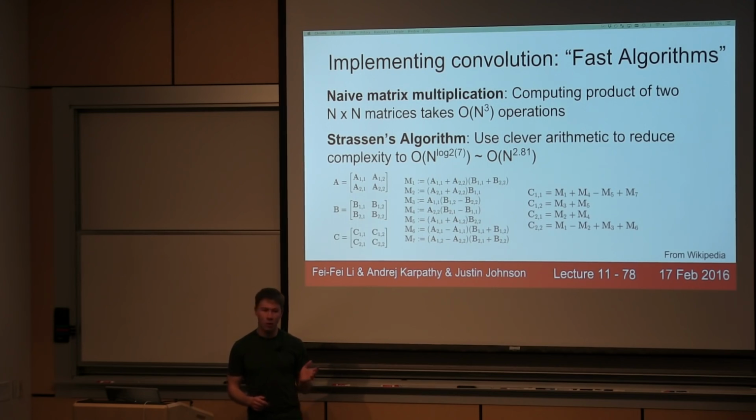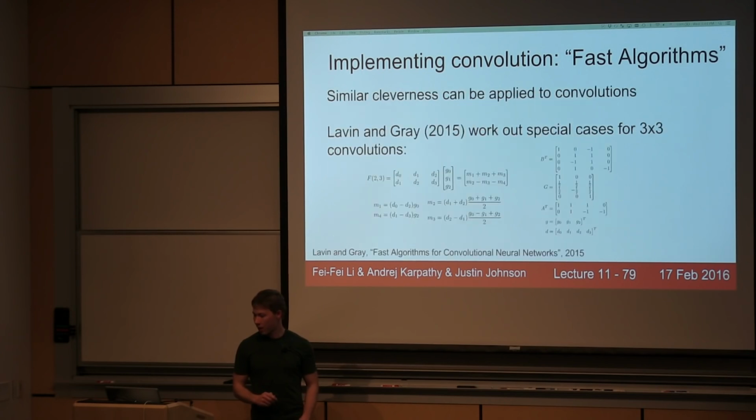And we know, from im2col, that we can implement convolution as matrix multiplication. So intuitively, you might expect that similar types of tricks might be applicable to convolution. And it turns out they are. There's this really cool paper that just came out over the summer where two guys worked out very explicitly some special cases for 3x3 convolutions. Obviously I'm not going to go into details here, but it's a similar flavor to Strassen's algorithm, where you compute very clever intermediates and then recombine them to save a lot on the computation.